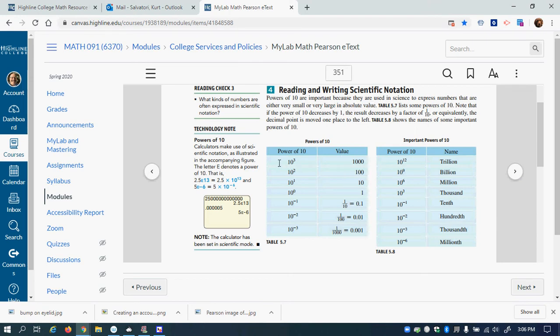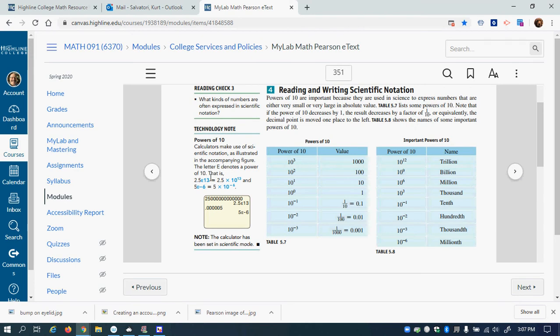If we have 10 to the third, that's 1,000. 10 to the 0, of course, is 1. And when we have negative exponents, the numbers are getting smaller, because 10 to the negative 1 is really 1/10, or 0.1. And 10 to the negative 2 is 1/100th, which is 0.01. It's important to see that, and here we name them, in case you need a refresher on the names of these particular numbers.